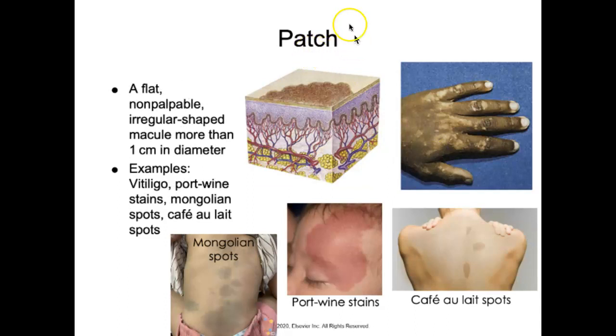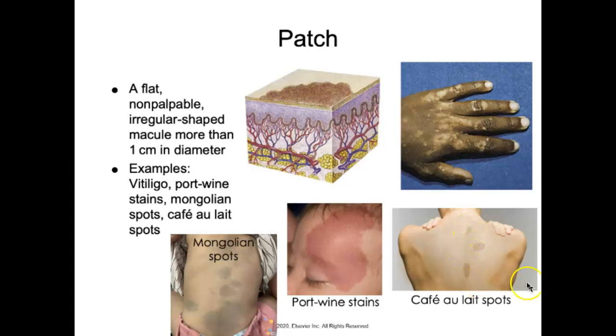Next, we have the term patch, and this is going to be more flat. We can't really feel that it is a firm bump or anything like that, and it's irregularly shaped, so you can kind of see this ruffled border here. And this tends to be greater than 1 centimeter in diameter. So we do see it in conditions such as vitiligo. Here we see a port wine stain, a Mongolian spot or several spots, and cafe au lait spots, which we see over here.